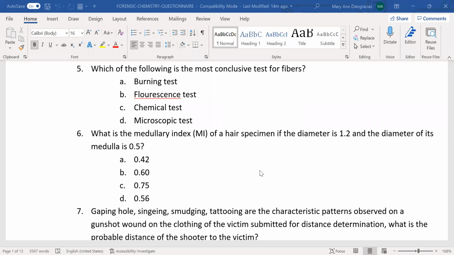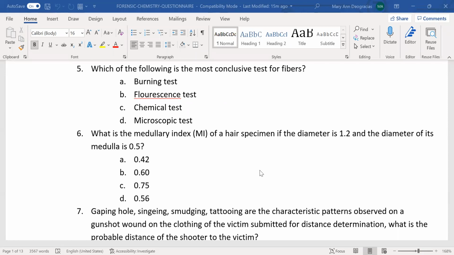Number 6, how do we compute for the MI? What is the medullary index of a hair specimen if the diameter is 1.2 and the diameter of its medulla is 0.05? The answer is A. You just compute there. MI equals the diameter of the medulla divided by the diameter of the whole hair. All you have to do is to compute. Diameter of the medulla is 0.5.